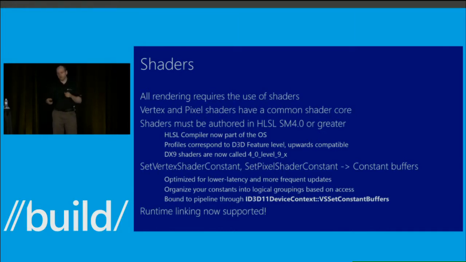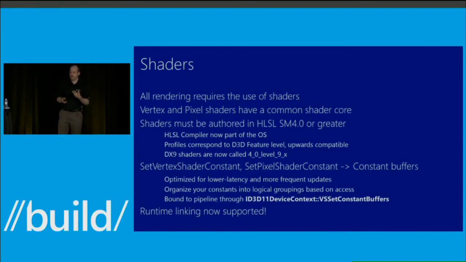Now, unfortunately, you can't take your existing shaders from DX9 and just have them automatically work. You will have to recompile them in Shader Model 4.0 or greater. We are shipping the compiler in the System32 directory this time around, so you won't have to worry about redist if you're focused on making a Windows Store game. So that change has been made.